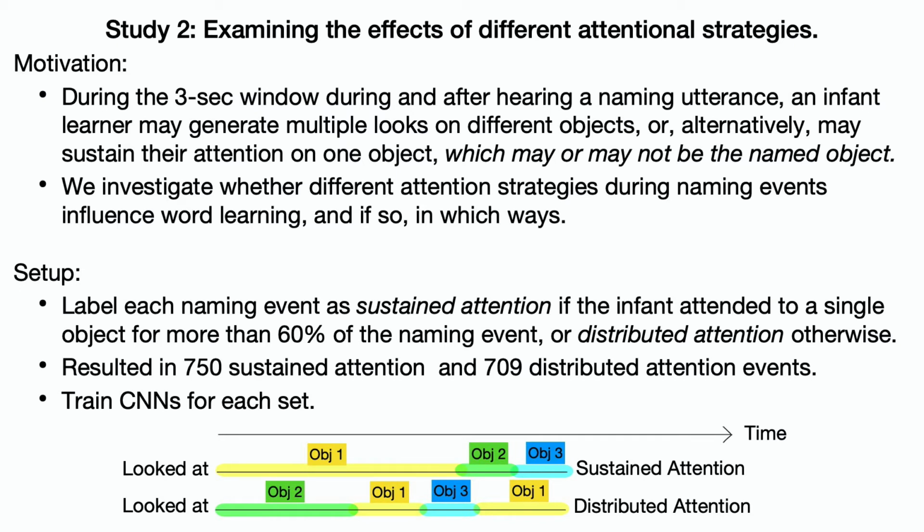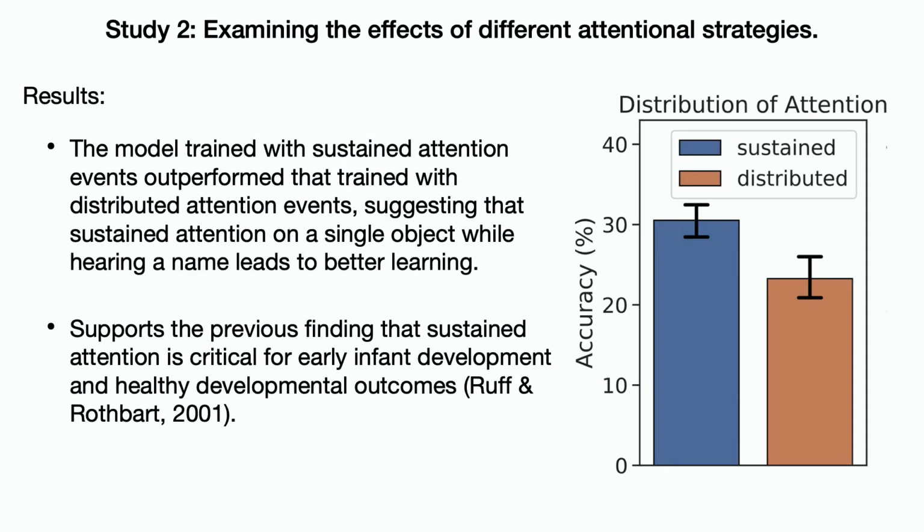As a result, we got around 700 events for each type. We then trained the CNN for each set. Here's the result of experiment 2. So we use blue for sustained attention and orange for distributed attention. The accuracy of sustained attention is higher than the distributed attention.